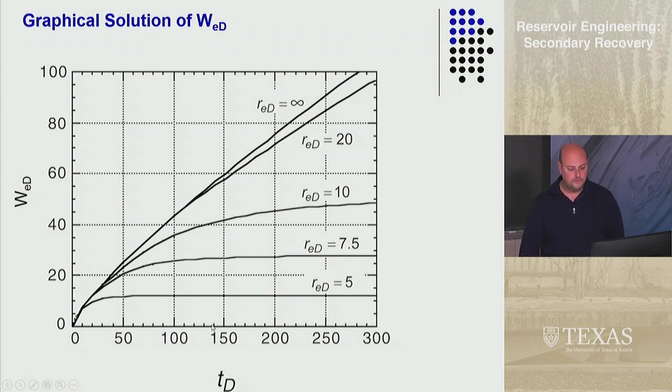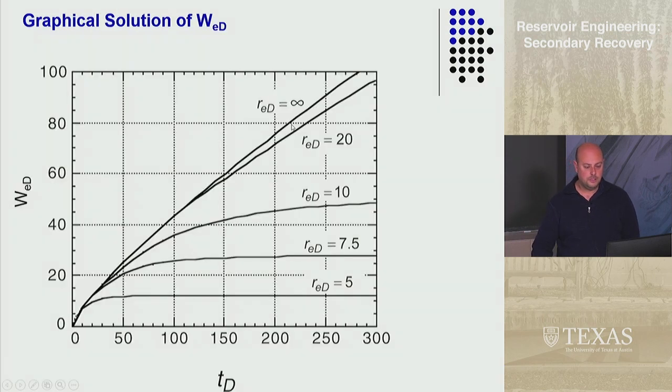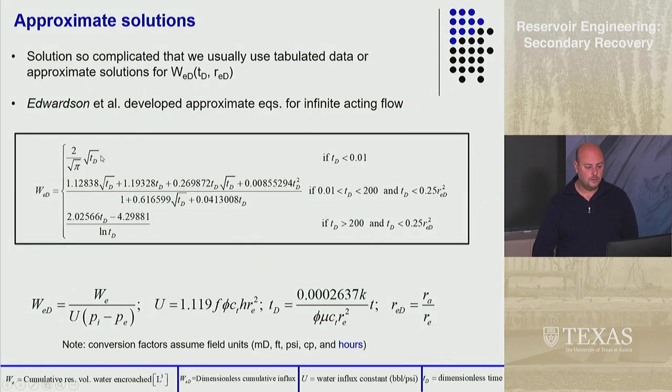Now, if your RED is really big, then that's the infinite acting flow solution. So that's RED greater than 20 or so. You go technically all the way to infinity. That's the infinite acting flow solution. What that means is the aquifer radius is way bigger than the reservoir radius. In that case, you could use this solution, and this solution here, where RED is equal to infinity, should be very close to what you get over here.